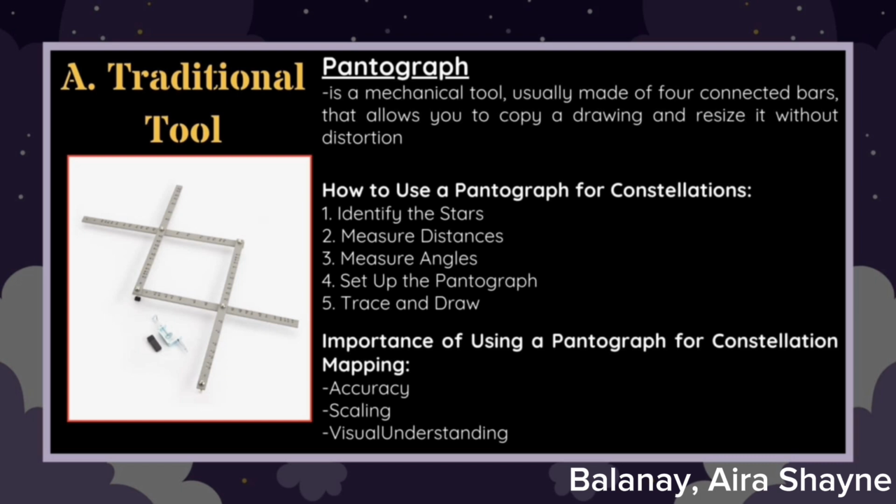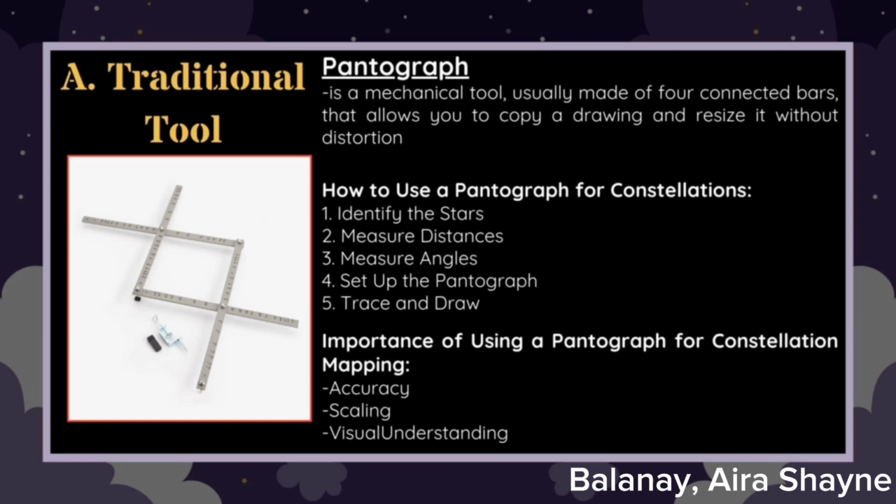Fourth is to set up the pantograph. Set up your pantograph, a mechanical device that allows you to trace an image at different scales. Attach your reference, star chart, or constellation map to one side of the pantograph.